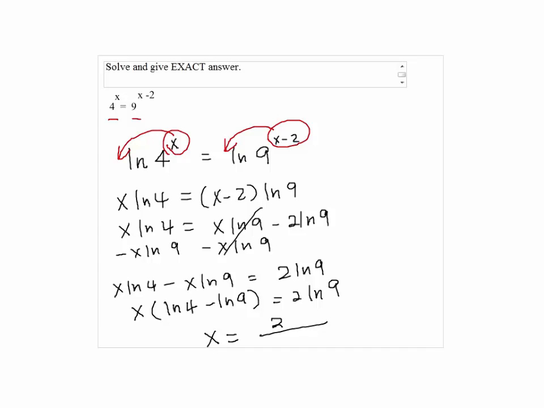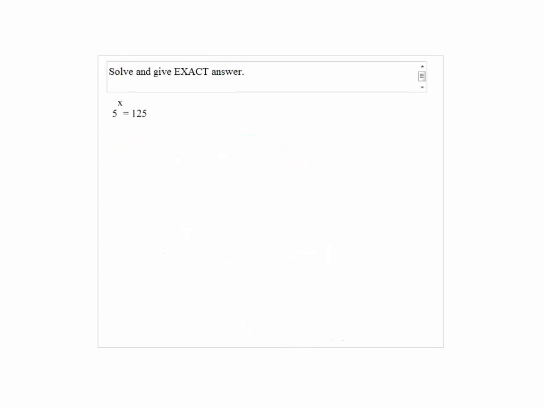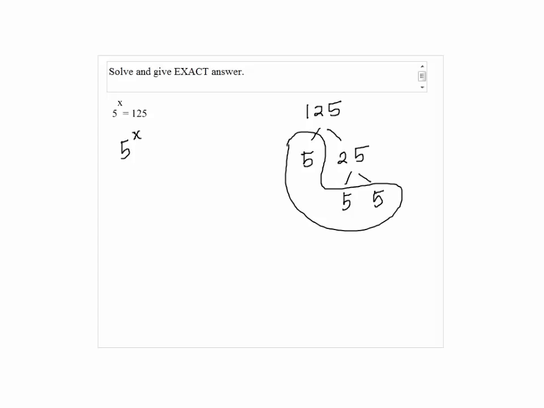So x ln 4 equals x ln 9 minus 2 ln 9. By subtracting x ln 9 from both sides, we have x ln 4 minus x ln 9 equals negative 2 ln 9. By factoring out x, we have x times ln 4 minus ln 9, and that is 2 ln 9. So by dividing both sides by ln 4 minus ln 9, we get the answer 2 ln 9 over ln 4 minus ln 9. That's the answer.